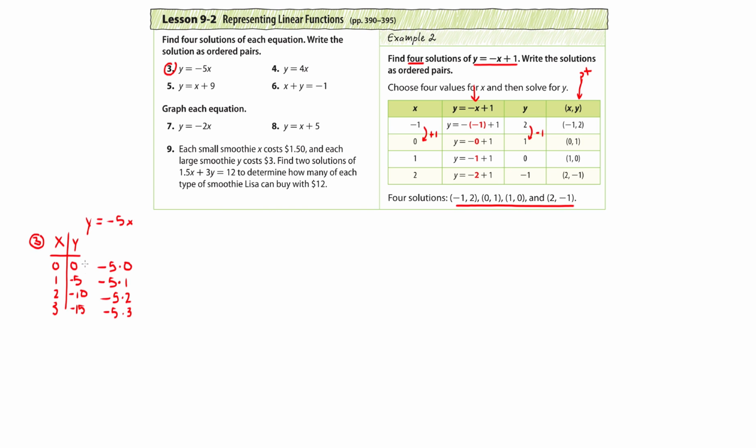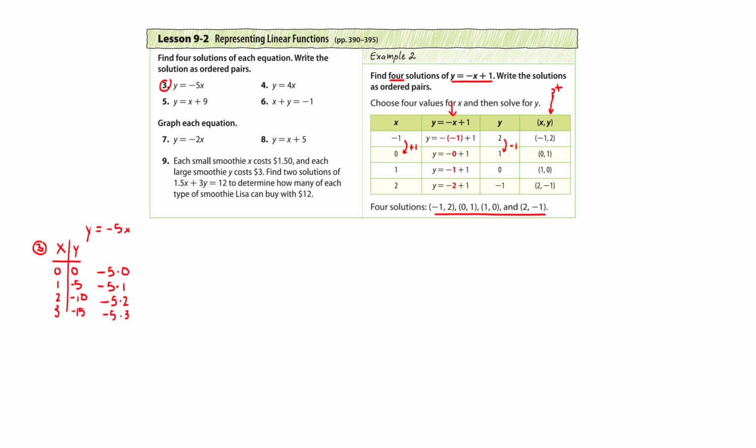And so here's my XY table. It has my 4 solutions, but it says write the solution as ordered pairs. So I'm going to take each of these and just write it as an ordered pair. So my 4 solutions: 0, 0, so that'd be the origin. We'd have 1, -5, we would have 2, -10, and then we would have 3, -15. And that's 4 of an infinite number of solutions for that particular linear function.